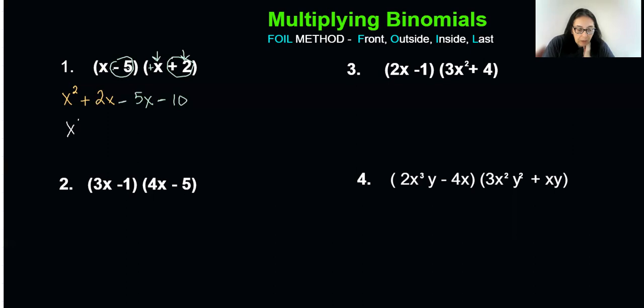But I have a positive 2x and a negative 5x. We can put those together. 5 is bigger and it's negative, so our answer is going to be negative. Since the signs are opposite, just subtract. 5 take away 2 is 3. So I got 3 x's. And then I've got a constant of negative 10. Can't do anything with that constant. There's no other like terms.